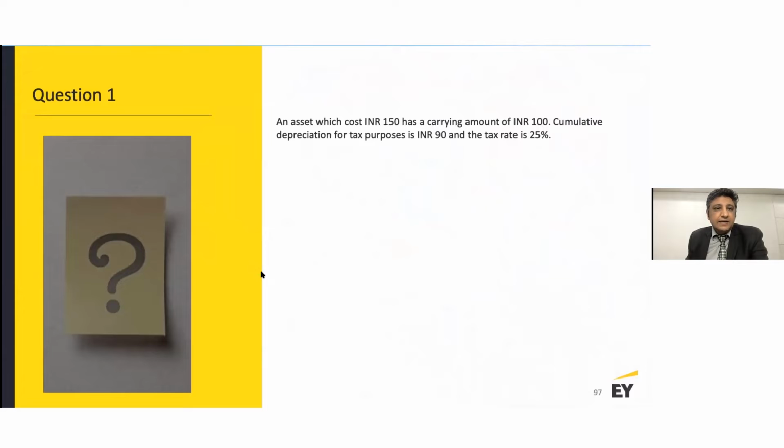It says that an asset which costs 150 rupees has a carrying value of 100 rupees. Cumulative depreciation for tax purposes is 90 rupees and the tax rate is 25%. The requirement of the question is to calculate the tax base and the deferred tax on the asset. Now, importantly, you would like to remind yourself of the definition of a tax base with respect to an asset.